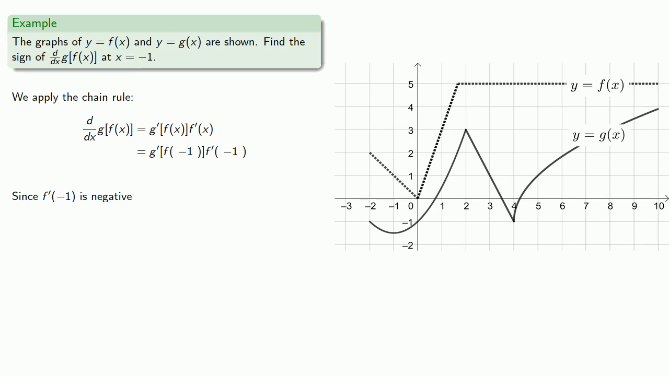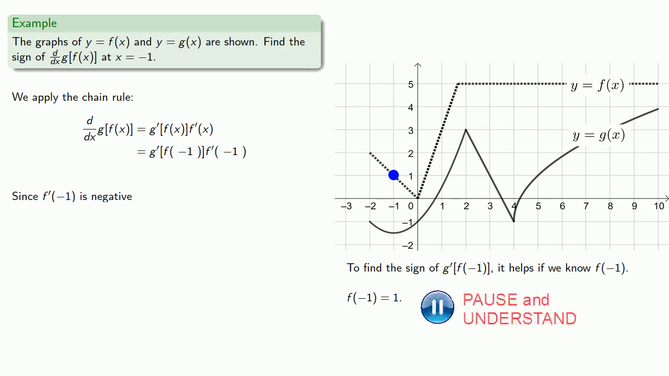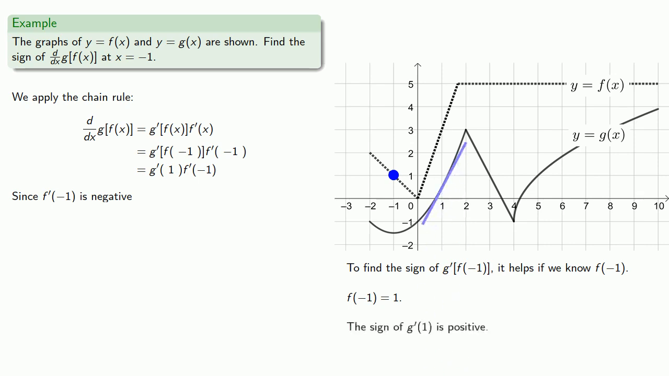Meanwhile, if we want to find the sign of g prime of f of -1, it would actually help if we knew the value of f of -1. And so we see that on the graph, f of -1 is equal to 1. And so now we want to say something about g prime of 1. And we see from the graph, the sign of g prime of 1 is positive. And since f prime of 1 is negative and g prime of 1 is positive, their product will be negative.